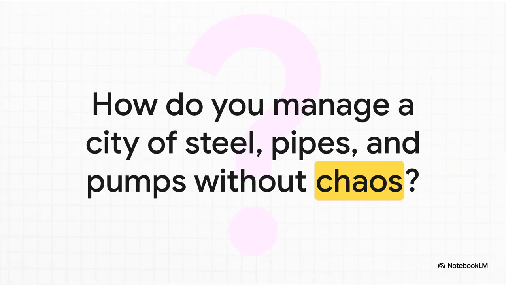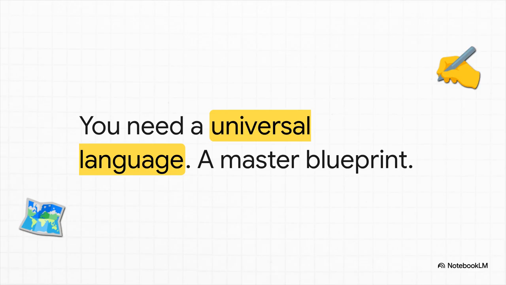Seriously, think about it for a second. A modern industrial plant is basically a city made of steel. You've got thousands of pipes, hundreds of pumps, tanks, and all sorts of complex machinery. So how in the world do you design, build, and operate something that massive without it just descending into total, absolute chaos? Well, you definitely can't just wing it.